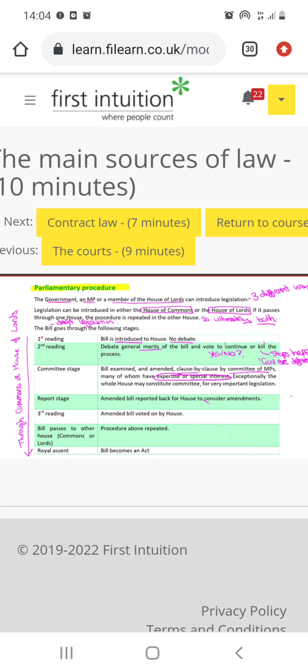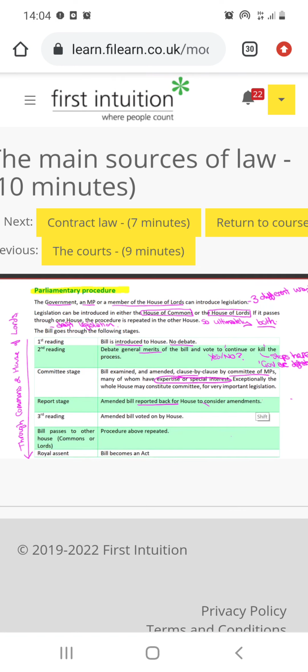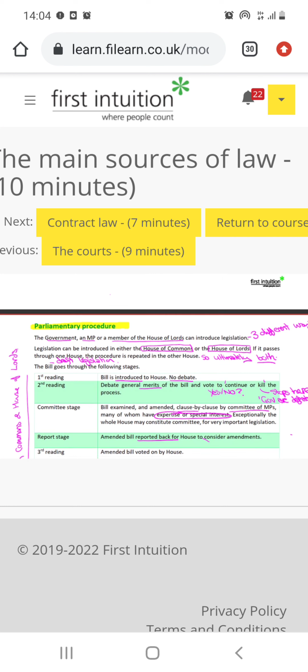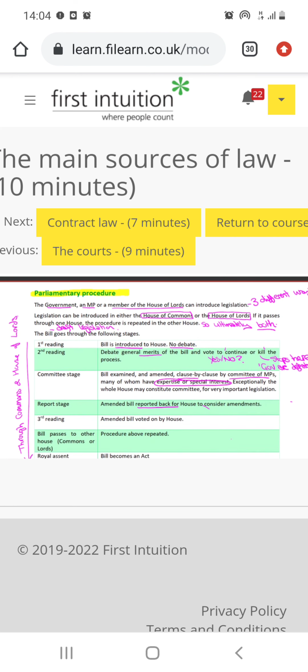We then move to the report stage, and this is where the amended bill is reported back to the House to consider any amendments. So, any changes are done here. And this is where the bill goes from the committee back to the House of Commons or Lords.